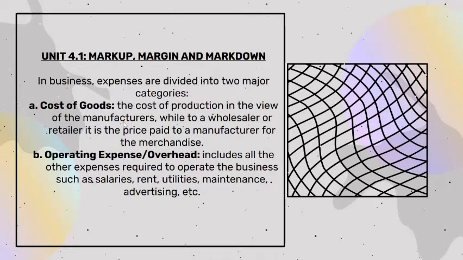The cost of goods would be the cost of production in the view of manufacturers, while to a wholesaler or retailer, it is the price paid to a manufacturer for the merchandise. While the operating expense or the overhead includes all other expenses required to operate a business, such as salary of the employees, rent, utilities, maintenance, advertising, and many more.